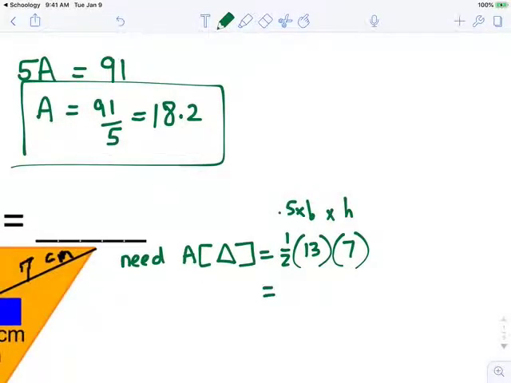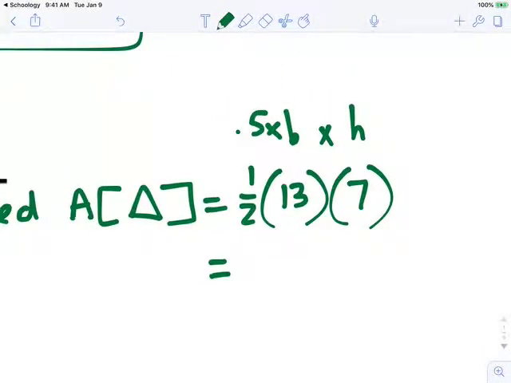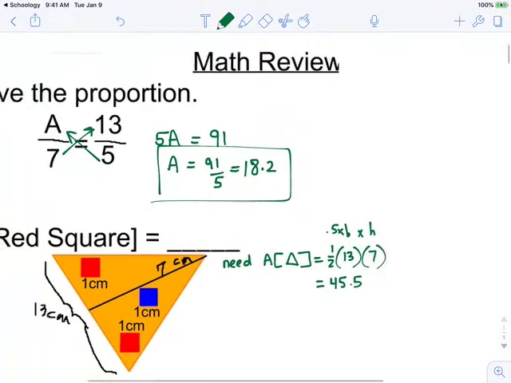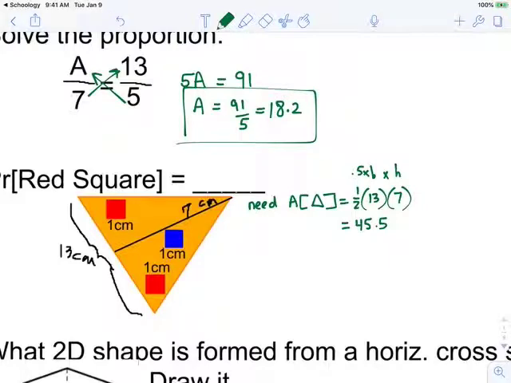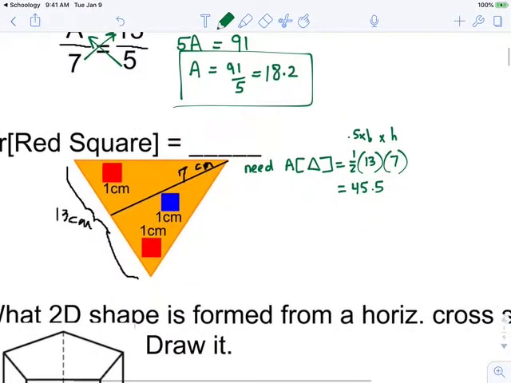13 times 7, we just did that, right? It was 91 divided by 2, 45.5, right? Yeah. 45.5. All right, so we just found the area of the triangle. Why are we going to use that? Where is that number going to show up? It's going to be the denominator. So we needed that.